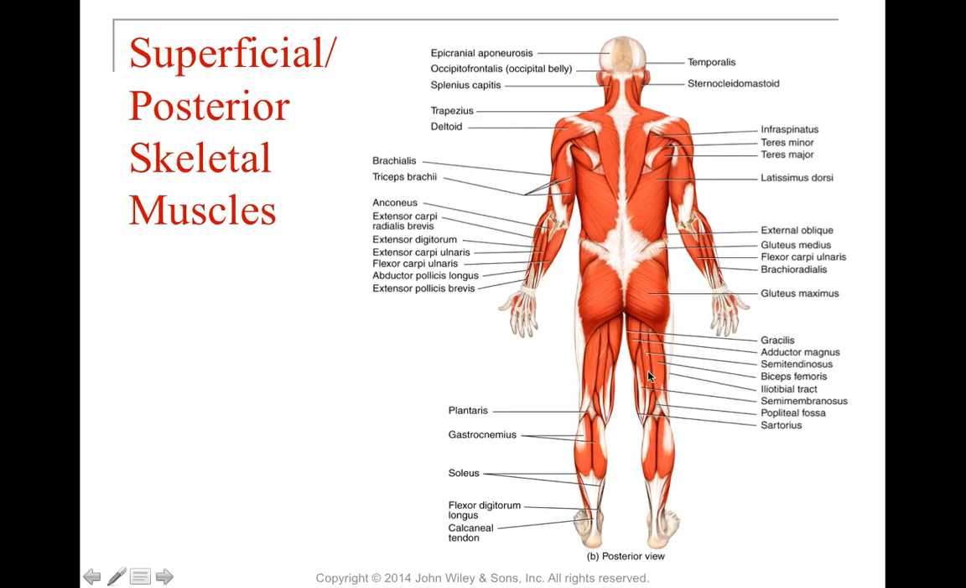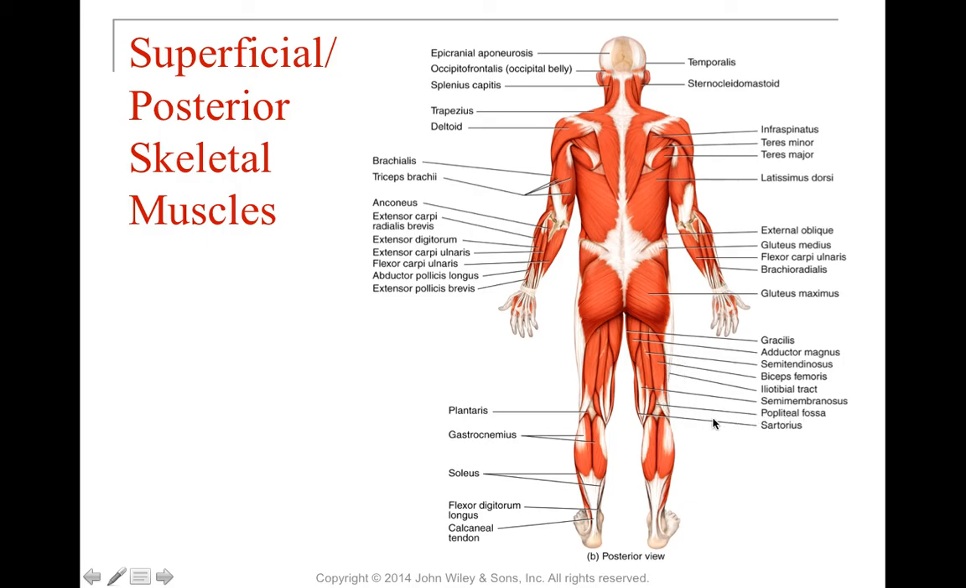Semitendinosus here. That runs right down this guy. And then this one here is the biceps femoris. Biceps meaning that it has 2 origin sites as opposed to triceps having 3. Iliotibial, that runs on the outside there. Right here. Yep.